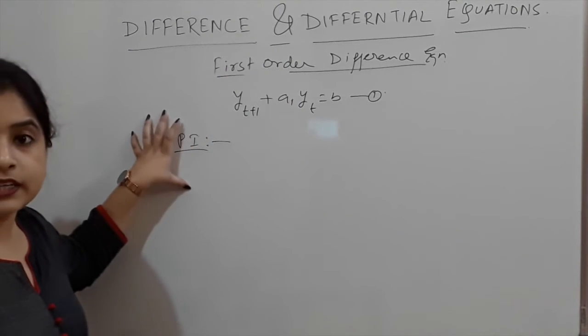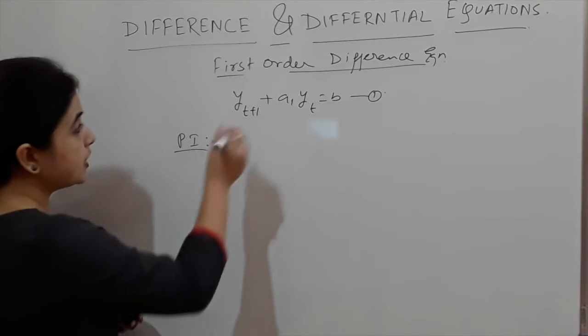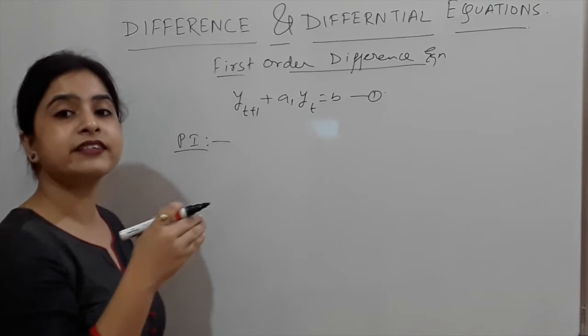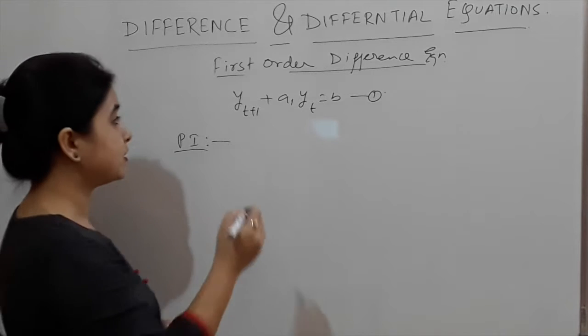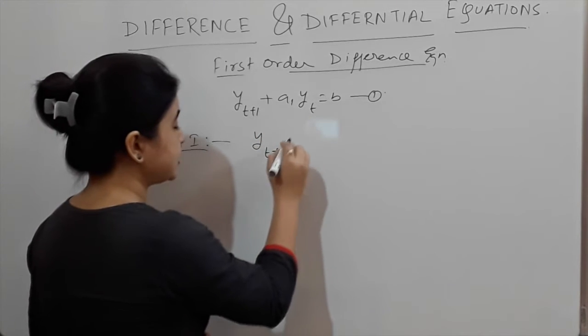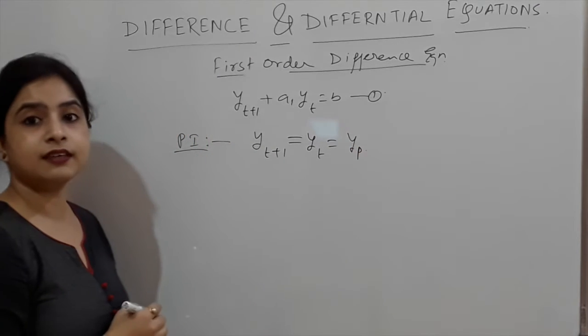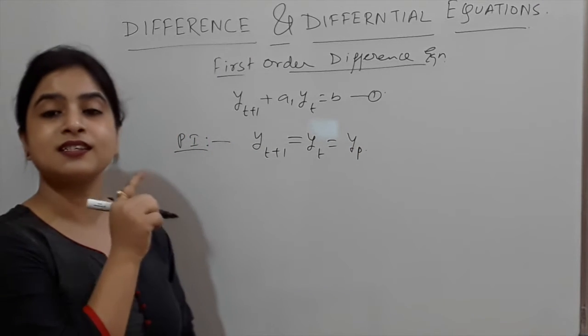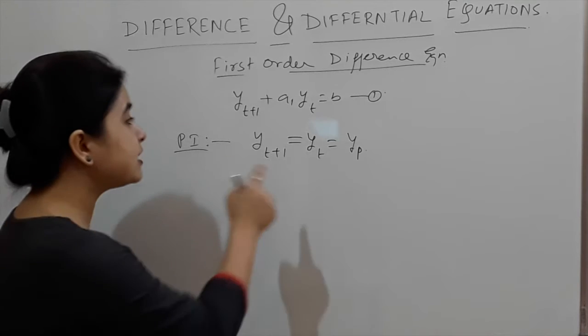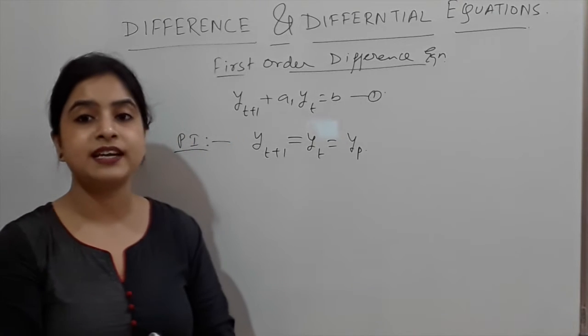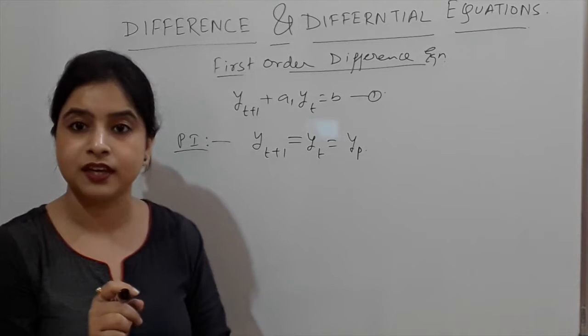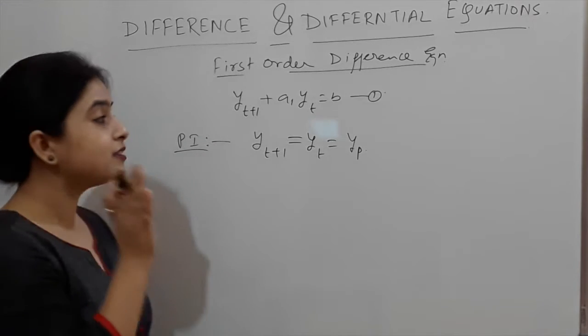So for the particular integral, as I have said, it provides us with the stationary solution, right? So here y(t+1) = yp. This is what we are going to consider here. This is the main difference. In the differential equation you will find that we have done it in a bit different way. So keep a tab on this difference.